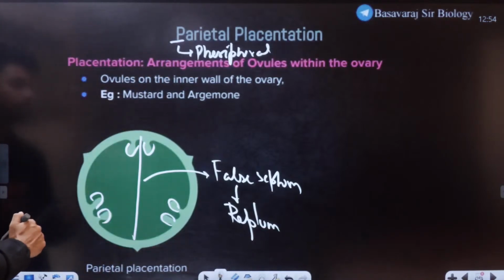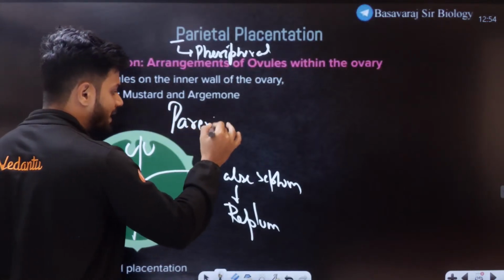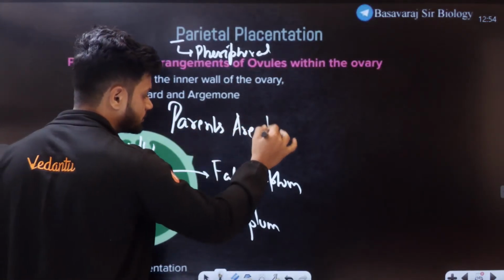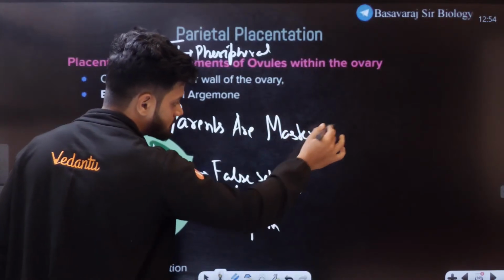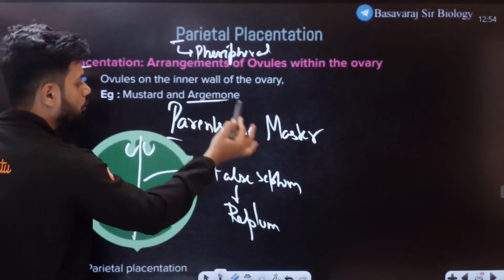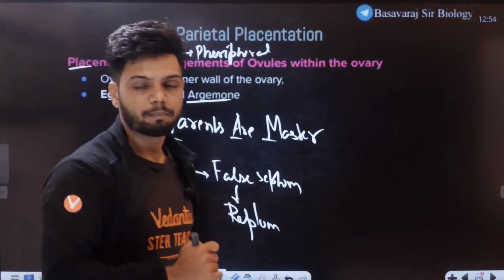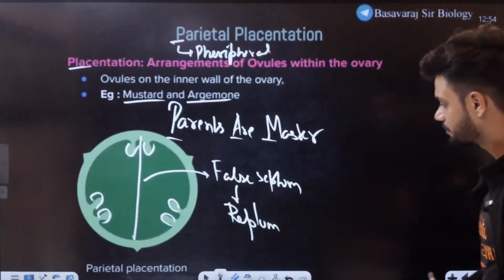Okay, it becomes bilocular. Now what is the trick here? Trick is: Parents are masters. P for parietal placentation, A for argemone, M for mustards. Parents are masters.